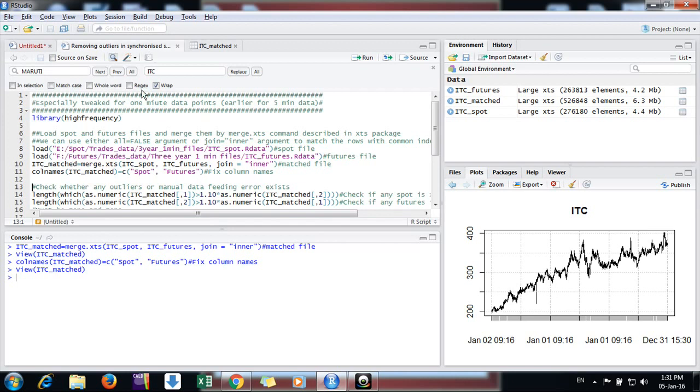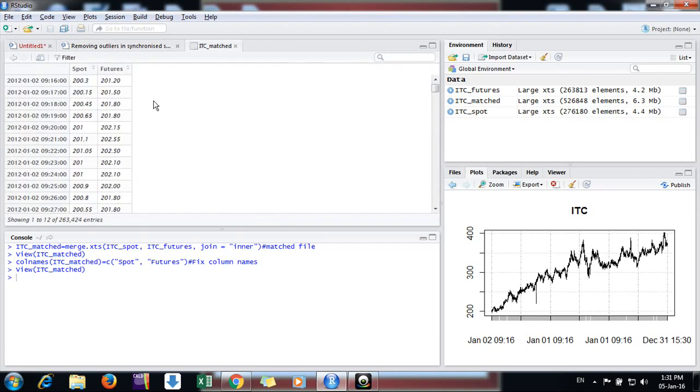One more thing I need to mention here, we need the high frequency package. So first install and activate it to use here. Then we can see we have the data points from 9:16, 17 minutes, 18 minutes, and this is the per minute data for spot and futures of ITC in the Indian equity market.